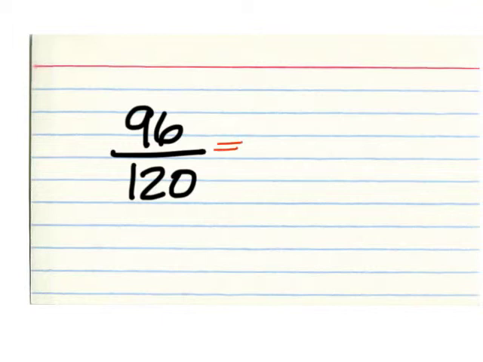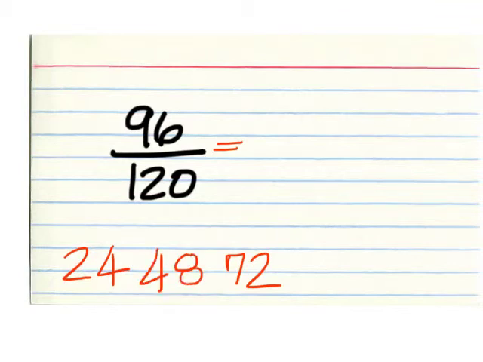96 over 120. How many hours are in a day? There are 24 hours in a day. What if somebody said 3 days in terms of hours? How many hours is 3 days? 72 hours. How many hours are 2 days? 48. So if 3 days are 72 hours, how many hours would be 4 days?